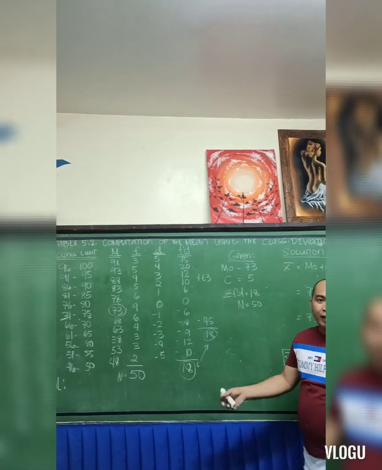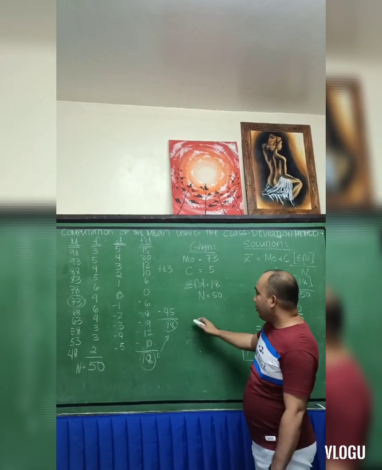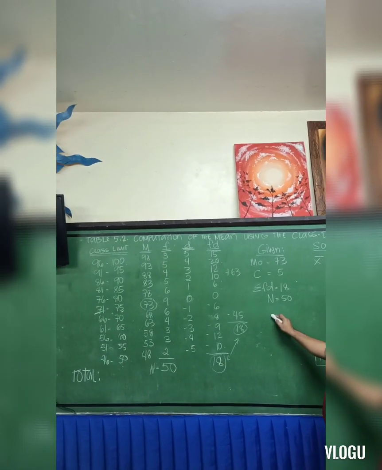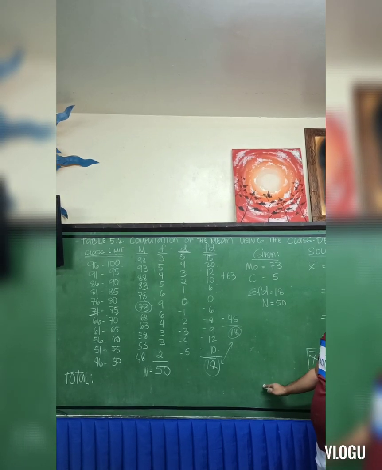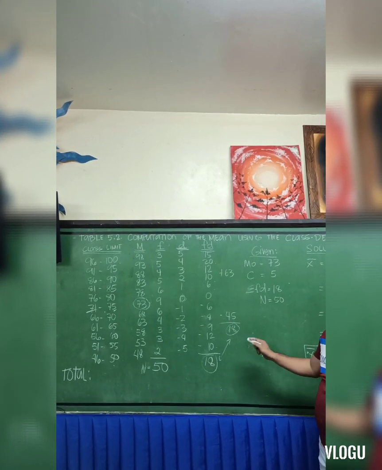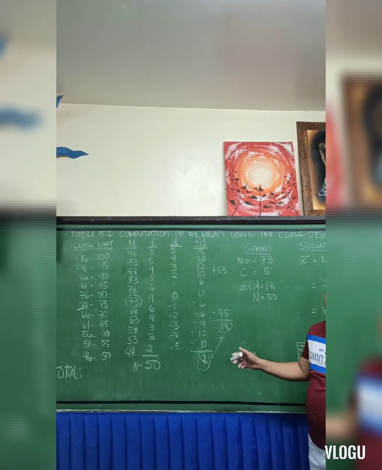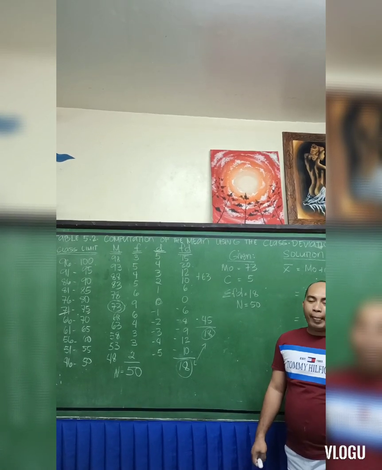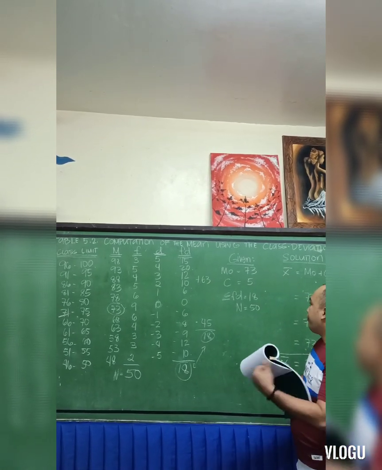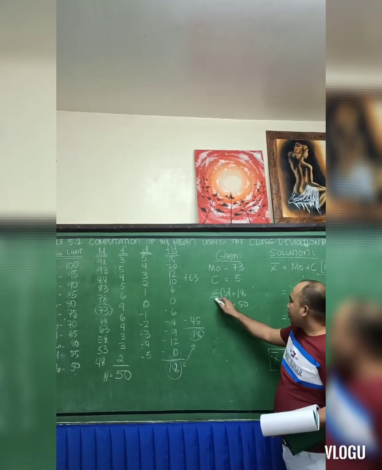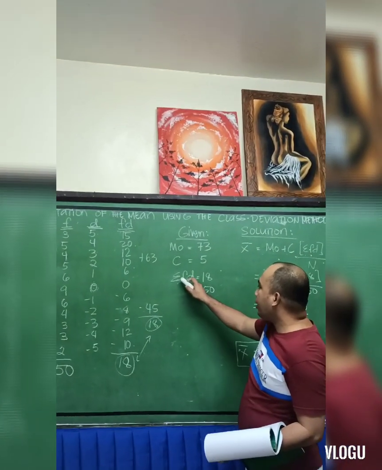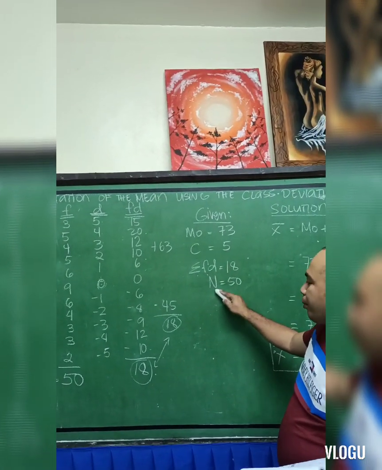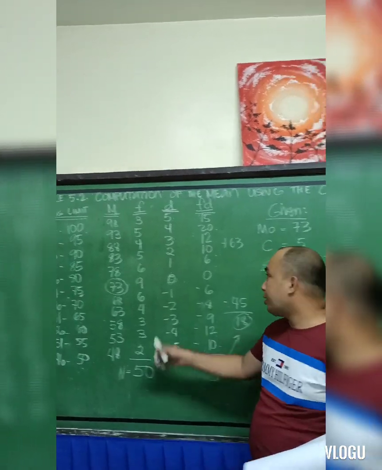So remember, how do we get the class interval? Just simply subtract the lowest score from the highest score, divided by 10. That gives us the class interval of 5. Now the summation of the product of frequency times deviation is 18. Then we have the number of cases, which is 50. So this is our given.